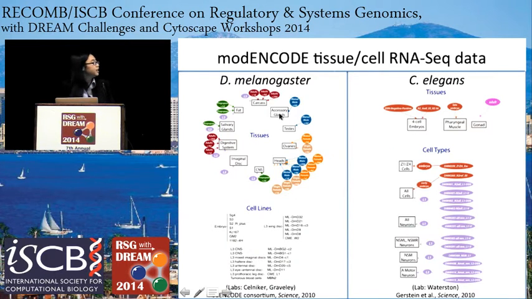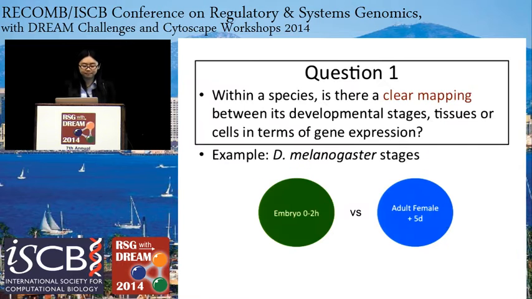And in addition, they also generated tissue and cell data for 10 fly tissues and more than 20 fly cell lines. For worm, they have 4 tissues and also about 8 cell types. Please note that in worm, the cells are dissected cells, which are not cell lines. So they are very different, and I'll show what we found.